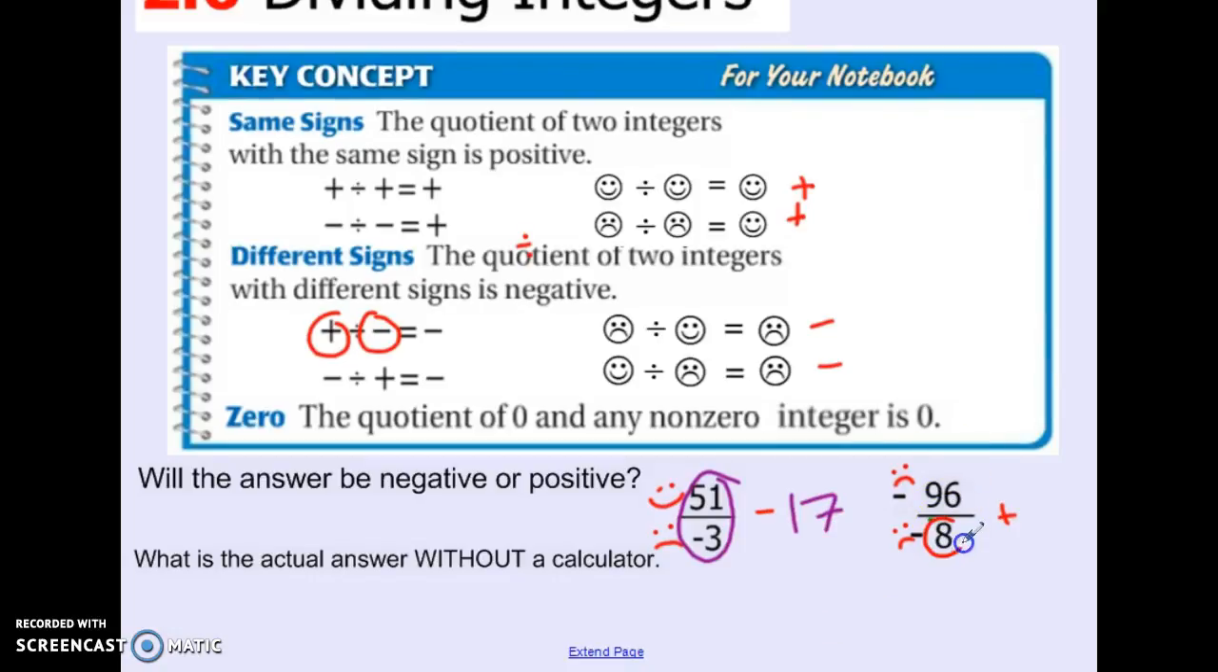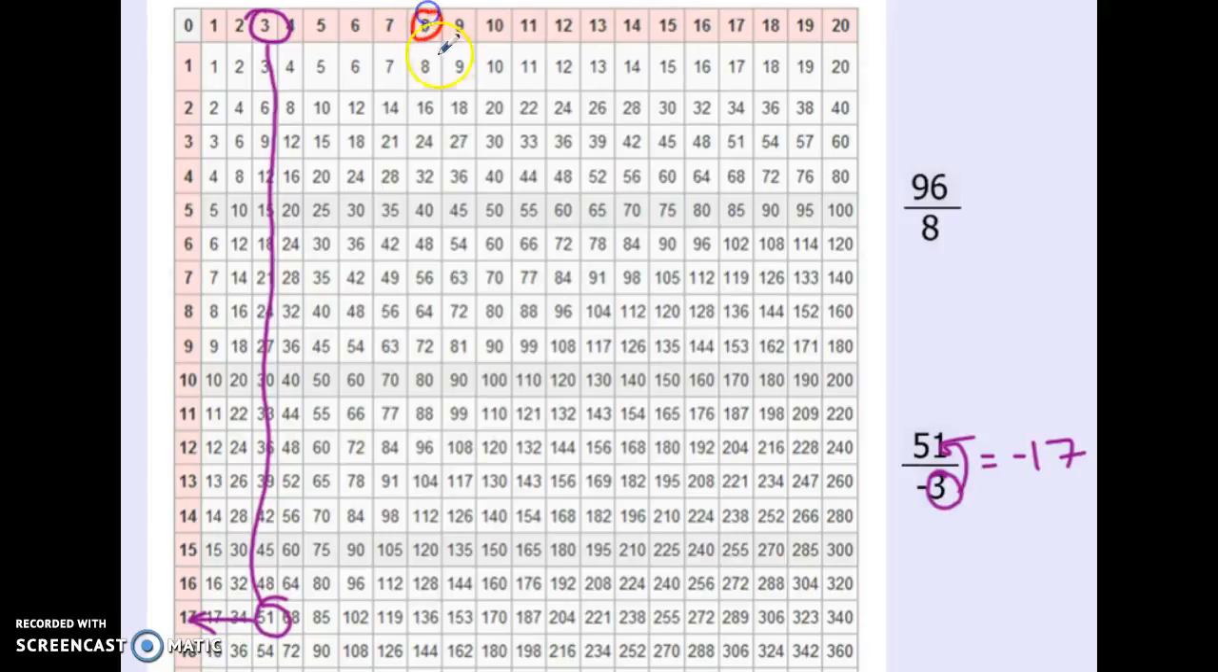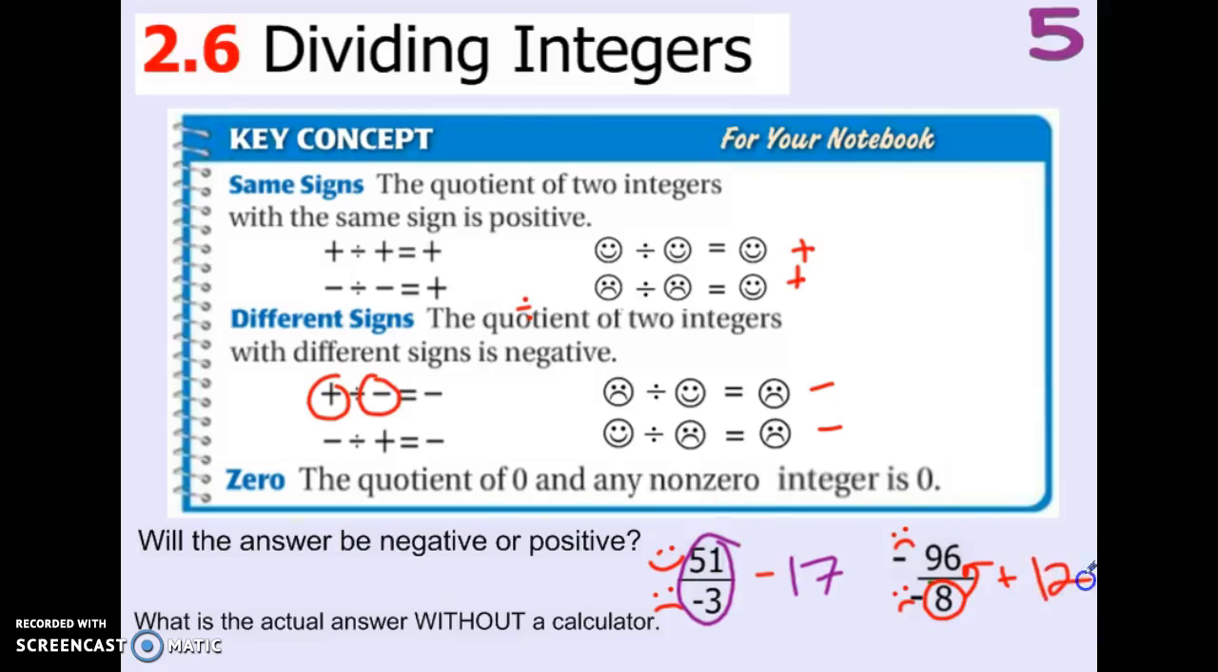Same thing here, we're going to look for 8 first and follow it to 96. Here's 8, follow it to 96, right there. Look to the left, our answer is 12. So a positive 12.